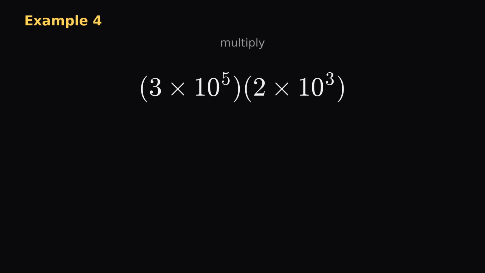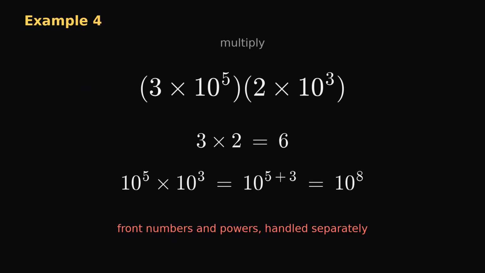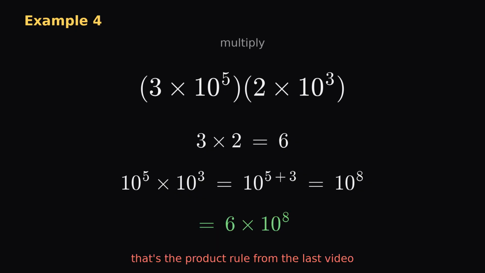Example 4. Multiply 3 times 10 to the 5th by 2 times 10 to the 3rd. Handle the front numbers and the powers separately. 3 times 2 is 6. Then 10 to the 5th times 10 to the 3rd. Same base, multiplying, so we add the exponents. 5 plus 3 is 8. That gives 6 times 10 to the 8th. And notice, that's just the product rule from the last video.